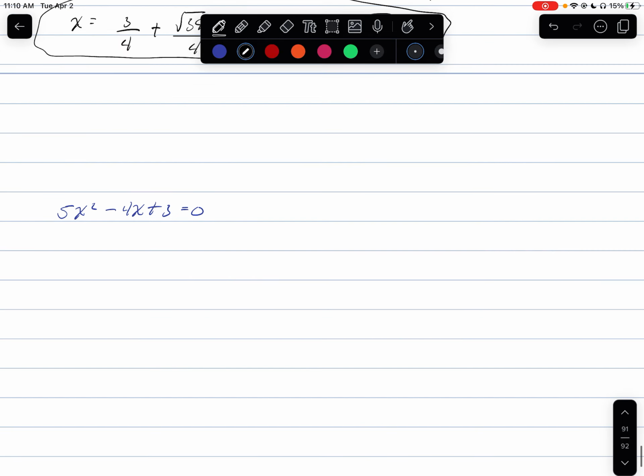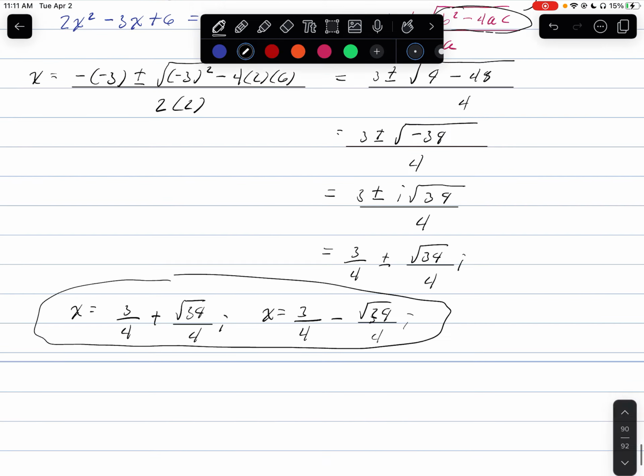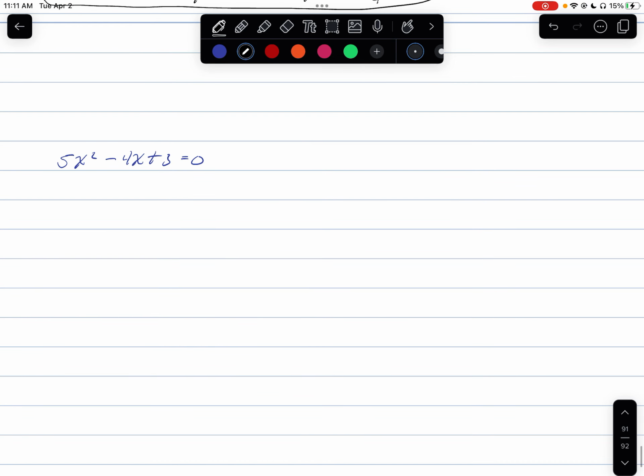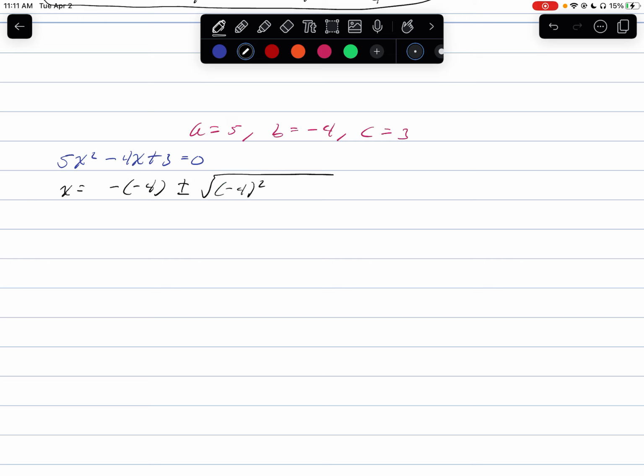Okay, let's do one more. Here we have 5x squared minus 4x plus 3 is equal to 0. So let's go ahead and do the quadratic formula. First let's label a, b, and c. Here we have a is equal to 5, b is equal to negative 4, and c is equal to 3. So we have negative b, so negative 4, plus or minus the square root of negative 4 squared minus 4 times a, which is 5, times c, which is 3. And this whole thing is going to be over 2a, so 2 times 5.